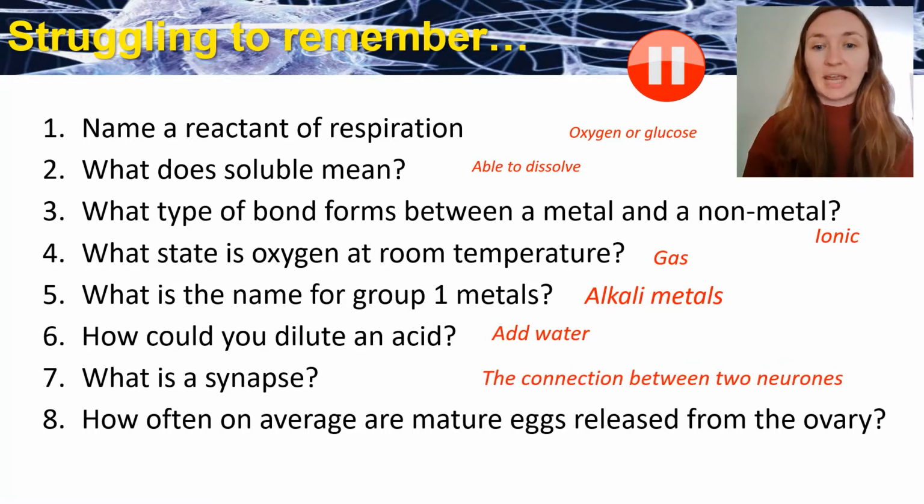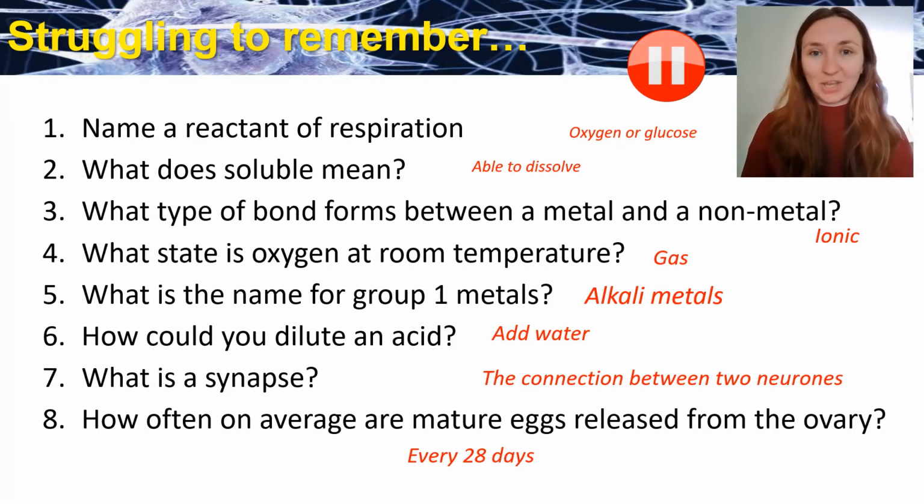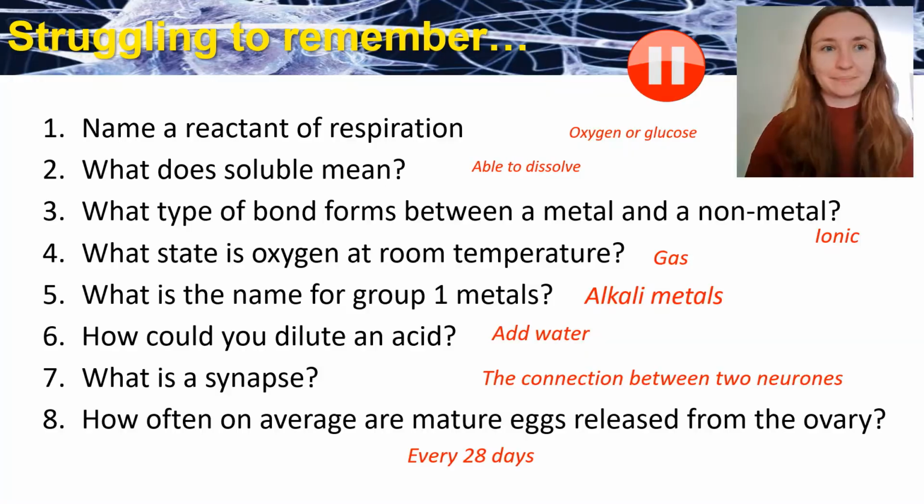Question 7, recap from your last topic, what's a synapse? A synapse is the connection between two neurons. Question 8, how often on average are mature eggs released from the ovaries? On average, it occurs every 28 days. So compare all of these answers with the answers that you have got written down and see how well you have done out of 8.